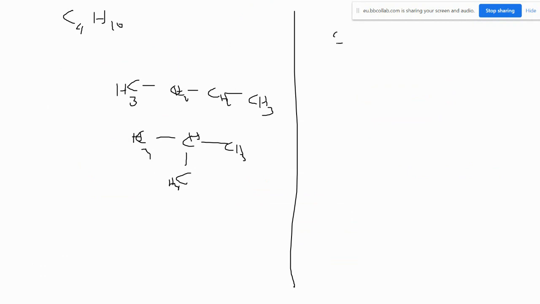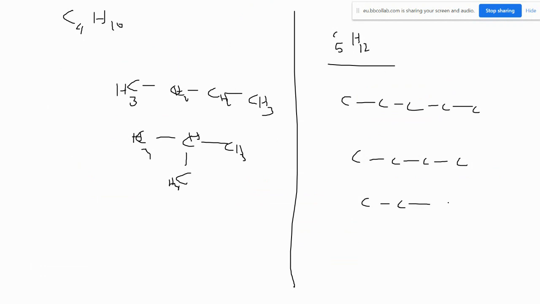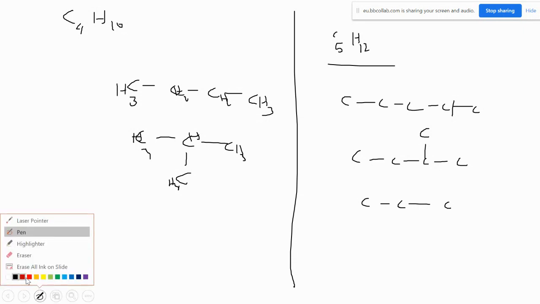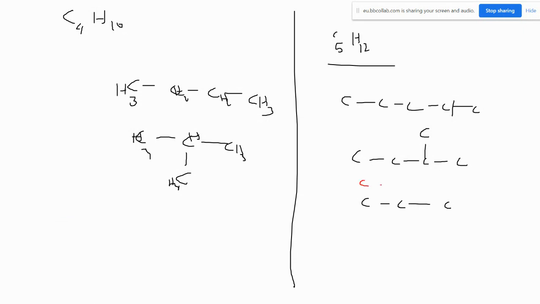Now we go for C5H12, sorry. C5H12: 1, 2, 3, 4, 5. This is my first one. Now, 1, 2, 3, 4, and then 1, 2, 3. That's it. Not more than this. First, I will cut this carbon and put it here. Second, I will make another structure like this one. You will say, teacher, can we change its position? Yes. This carbon could be here as well. This is another structure.